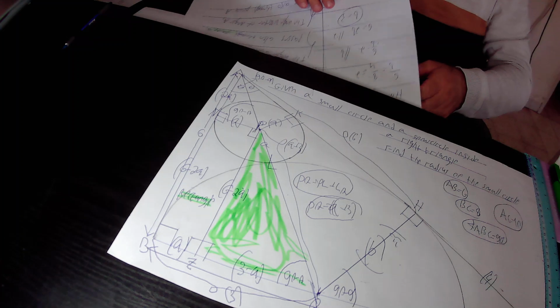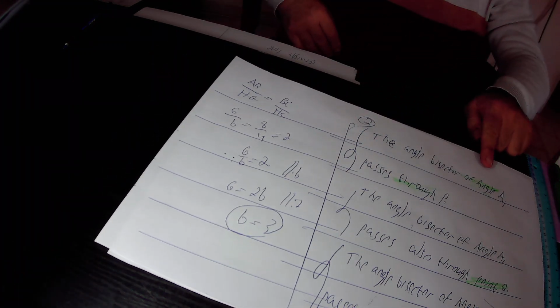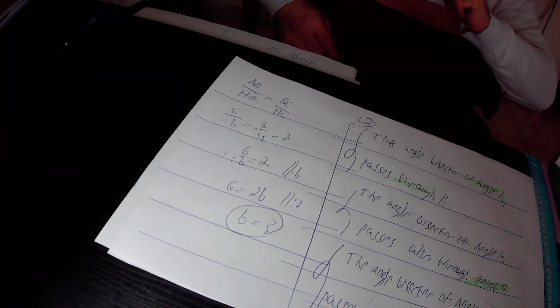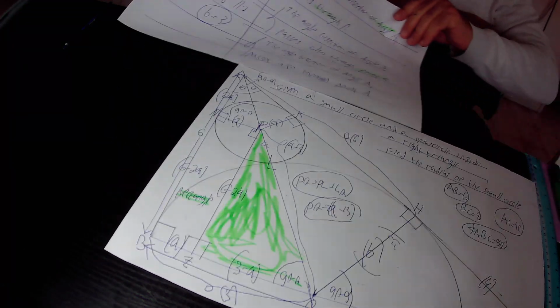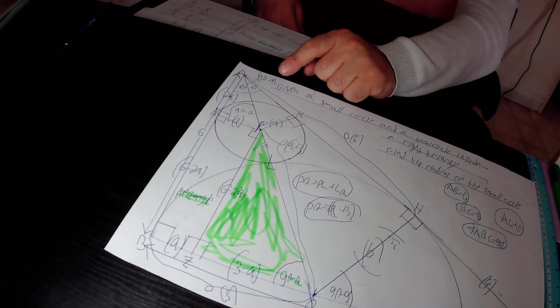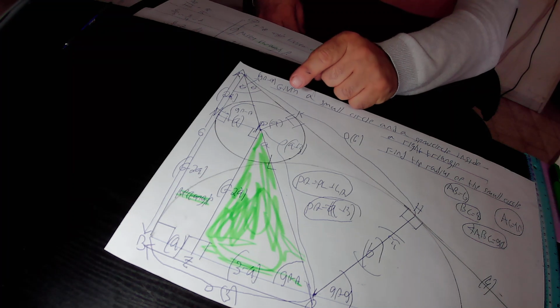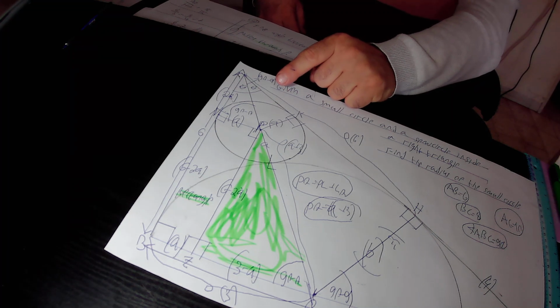So we can actually know that the angle bisector of angle A passes through point P, that is the center of the small circle. So PA is the angle bisector of angle A. If the size of angle A is 2 theta, then the angle bisector PA bisects angle A into 2 halves. Each half equals theta.